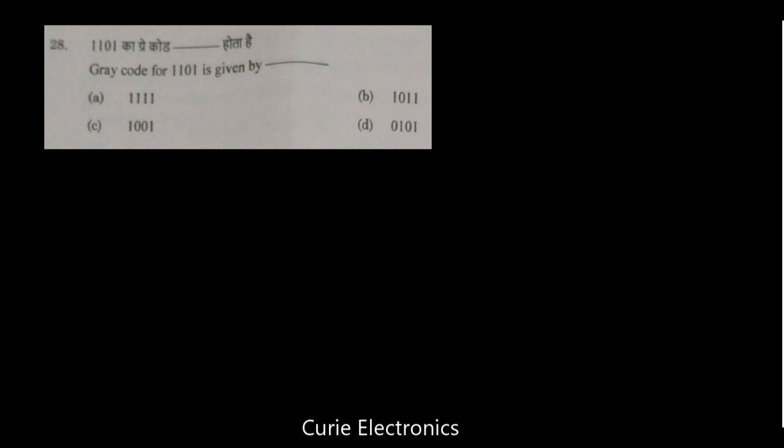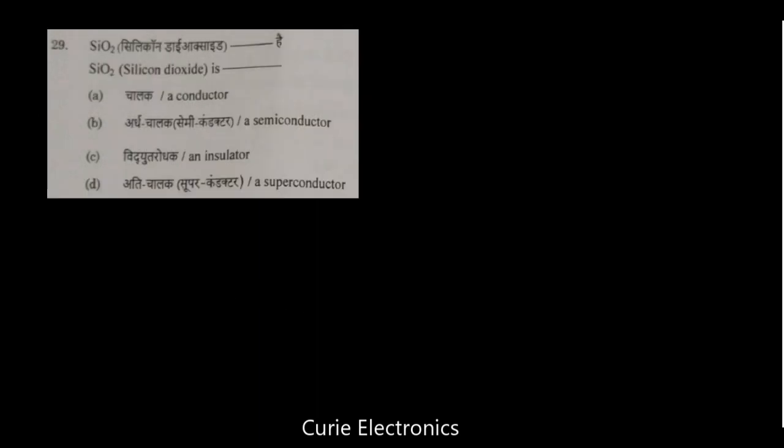Question number 29. Gray code for 1101. See, how do you make the gray code? For MSB, we'll just write it like that, 1. Then we do the XOR of these two. 1 XOR 1 is equal to 0. Again, these two, if we do the XOR, we get 1. Again, these two, if we do the XOR, we get 1. So 1011 is the answer. SiO2 is used as an insulator in IC fabrication or semiconductor device fabrication.